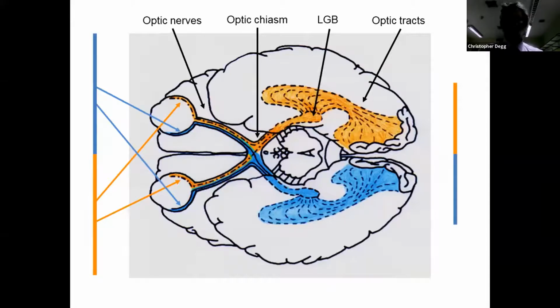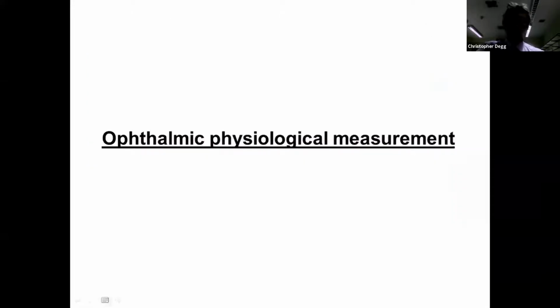And that's useful to know because if anybody's got a problem with a retina or the nerve before this crossing, then the problem just exists in one eye's vision. If the problem occurs anywhere beyond that crossing, then the problem would occur in part of both eyes. And we can use that information to interpret results. So that's a whistle-stop tour of anatomy.